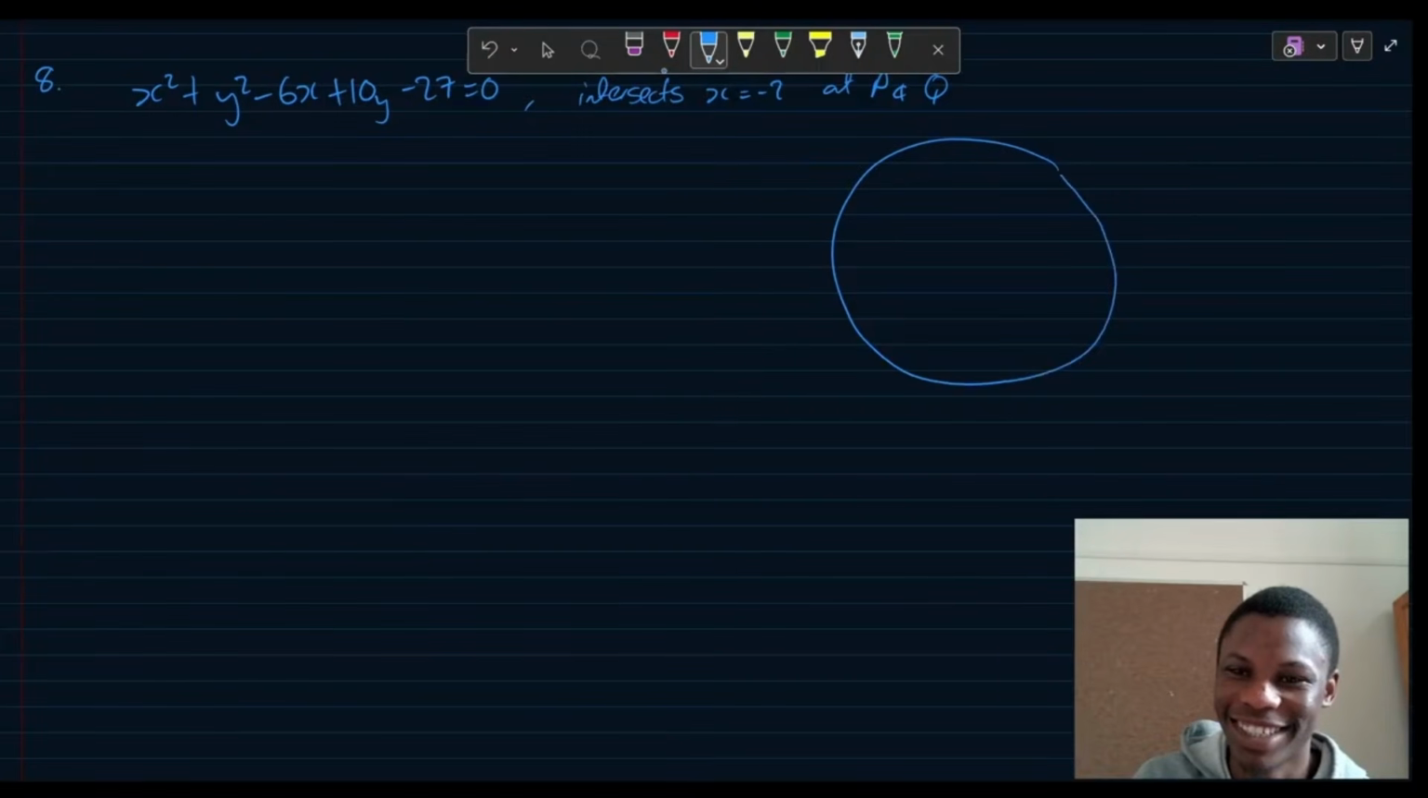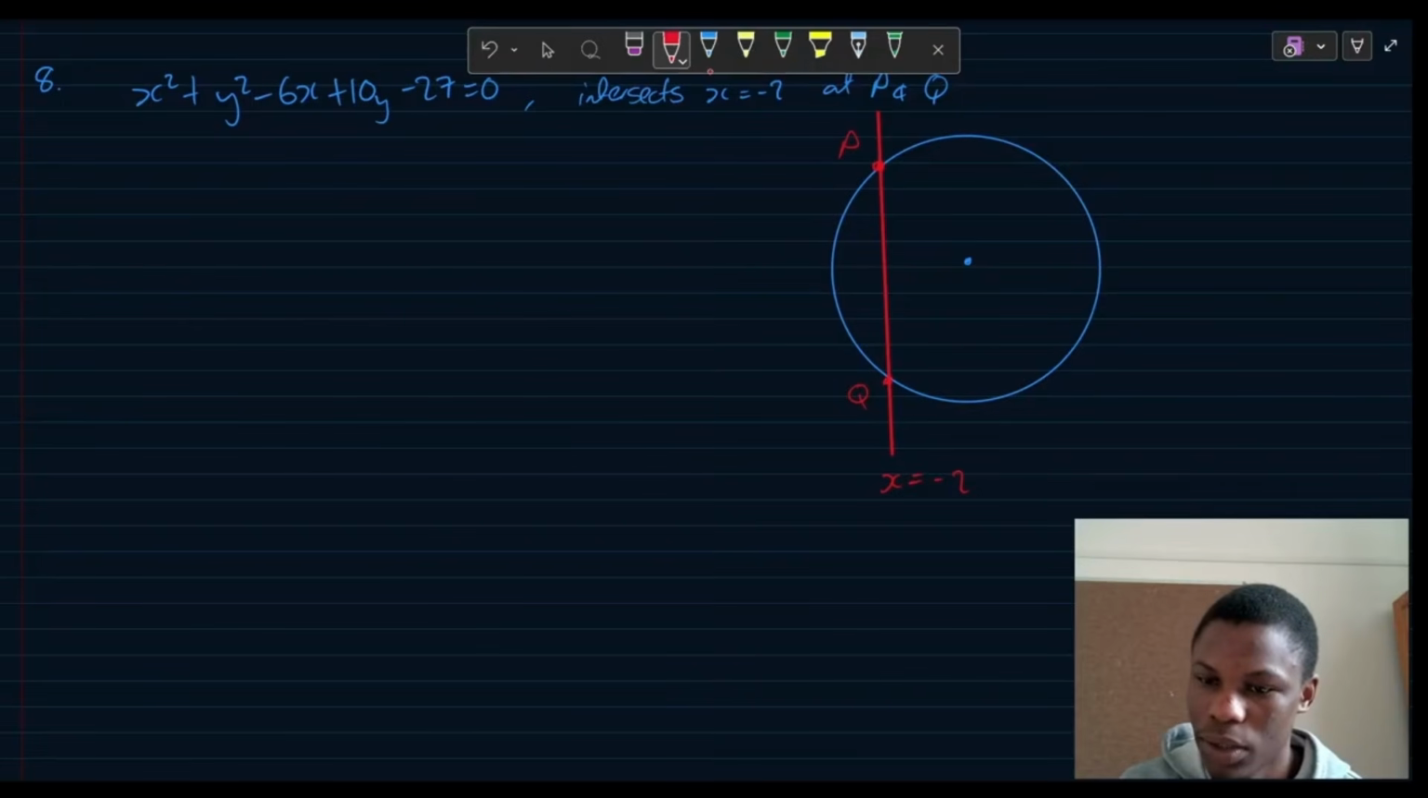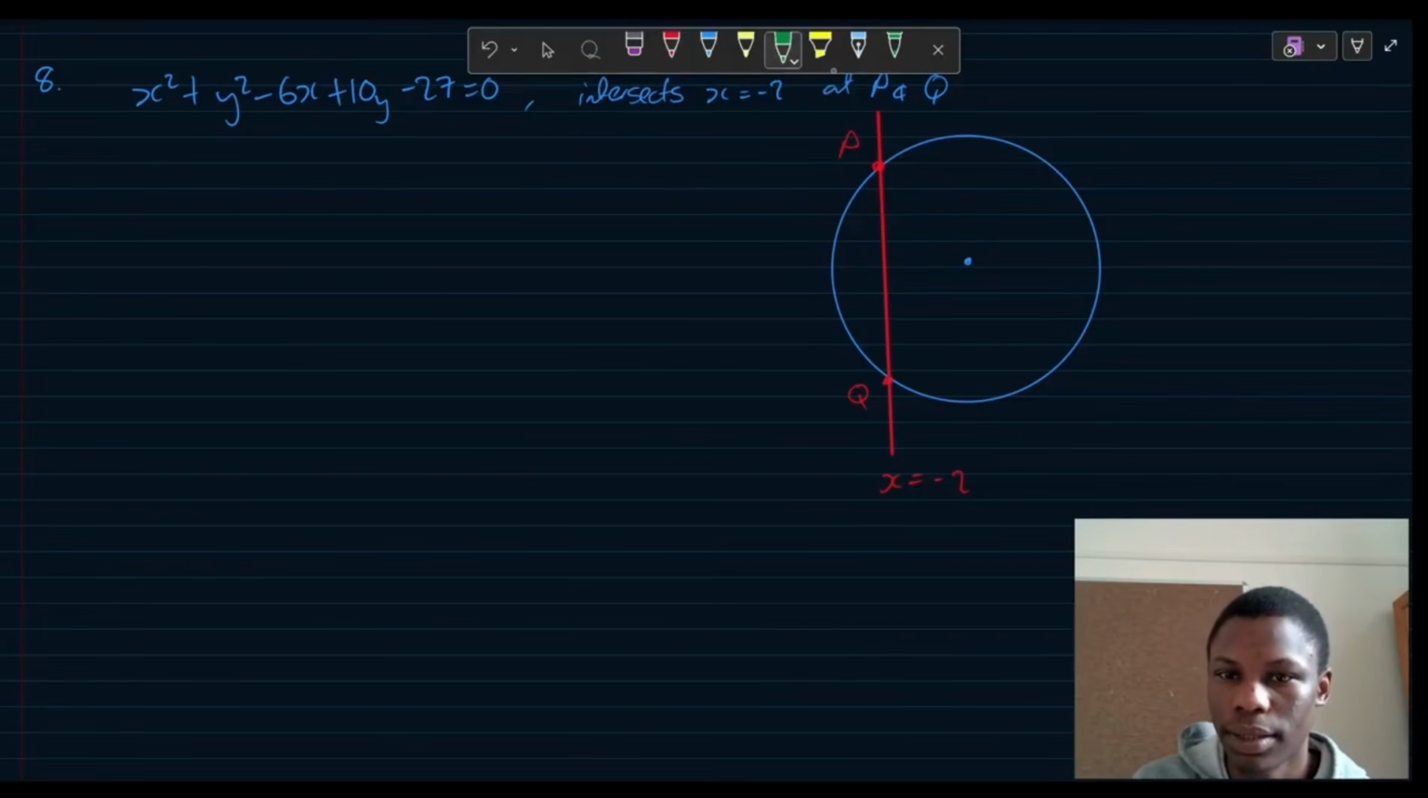That was supposed to be a circle. Okay, there we go. So we've got a circle with a center that we're going to have to find. And then we're told that the circle intersects the line x is -2. So if this is x is -2, then these would be points P and Q. And then we are told that the tangents to the circle at P and Q. So we need to draw tangents to the circle at P and Q.